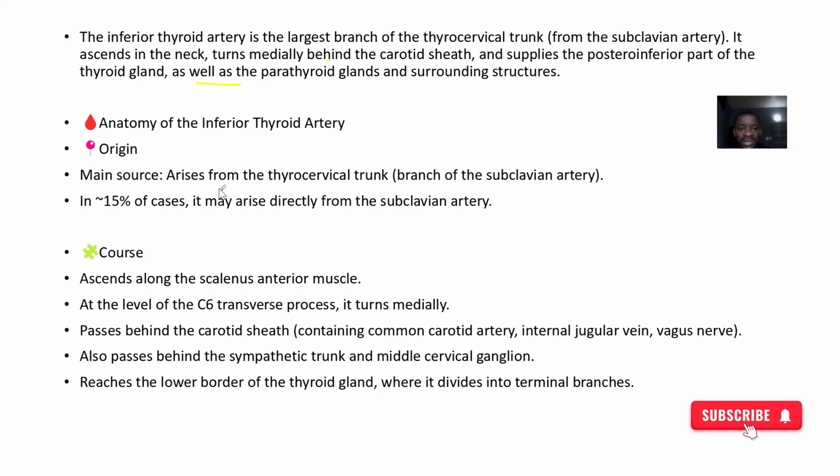So origin, we said that it arises from the thyrocervical trunk, which is a branch of the subclavian. So in 15% of cases, it also arises directly from the subclavian artery. So that ascends along the scalenus anterior muscle at the level of the C6 transverse process. So it passes behind the carotid sheath. It also passes behind the sympathetic trunk and the middle cervical ganglion. So it reaches the lower border of the thyroid gland.